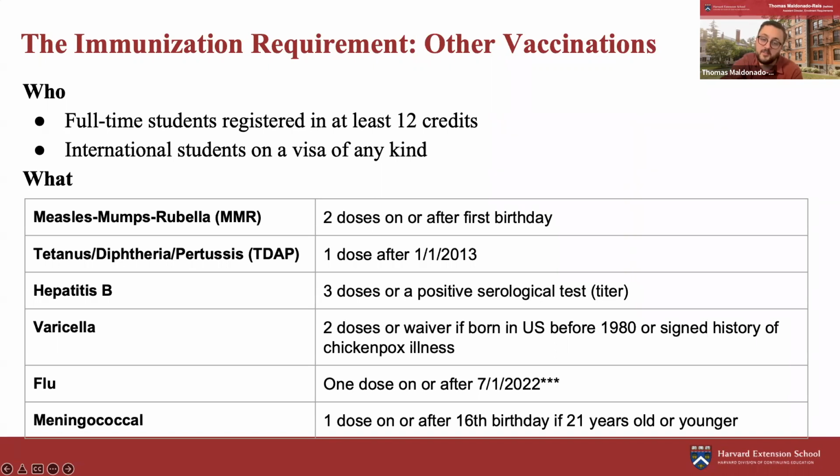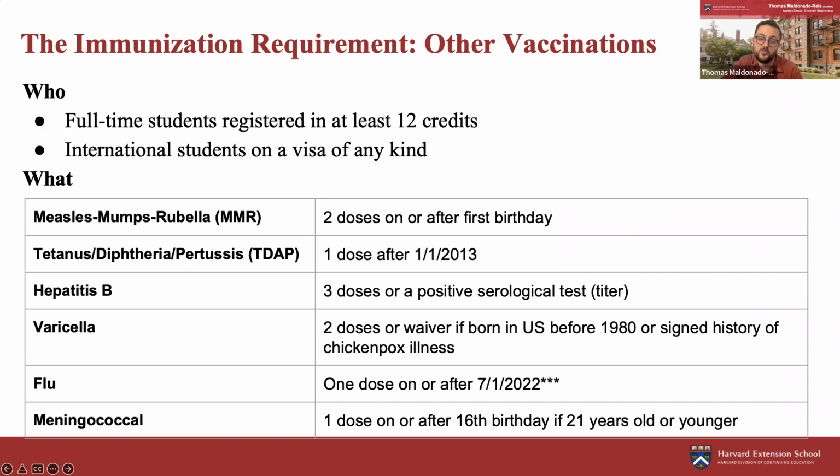Varicella is another disease that you would have to provide immunization information for. There are 2 doses of this that you would have to provide us information on. There are 2 alternatives here. There is a waiver for those who were born in the US before 1980, or if a medical professional signs off that you have the history of the chickenpox illness, this could be waived for you as well. New to the university, we do require a flu vaccine.